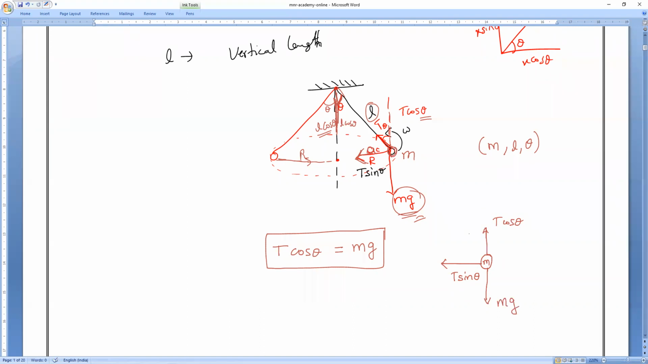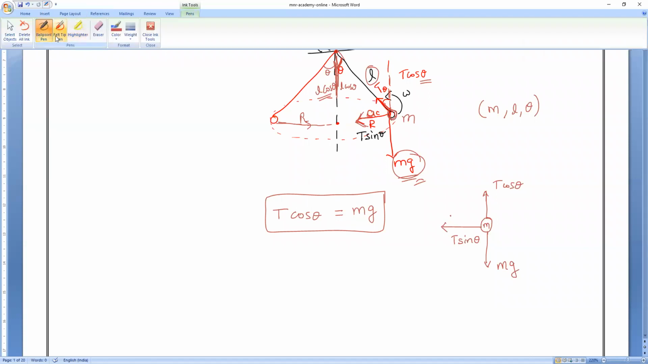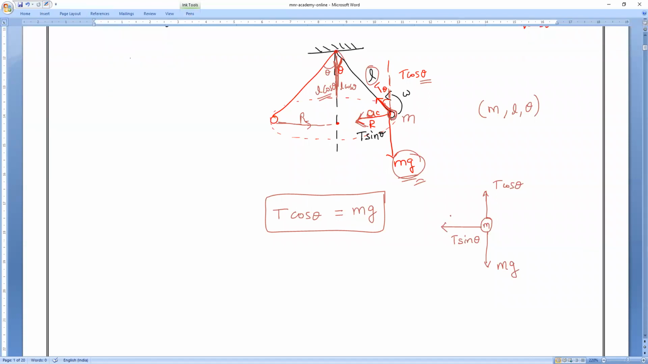Now, the resultant force which is acting towards the center, what do we used to call it? We used to represent it with FC. So among these three things, who is acting towards the center? Anybody can notice it? Of course, along the radius, it is acting towards the center.